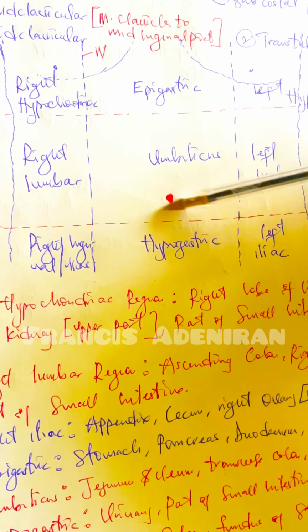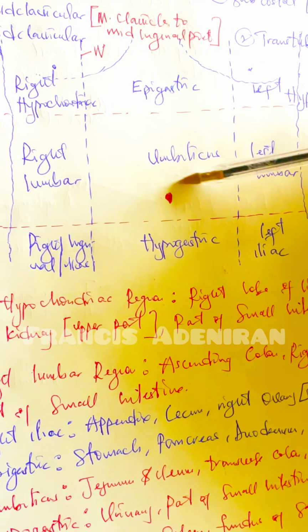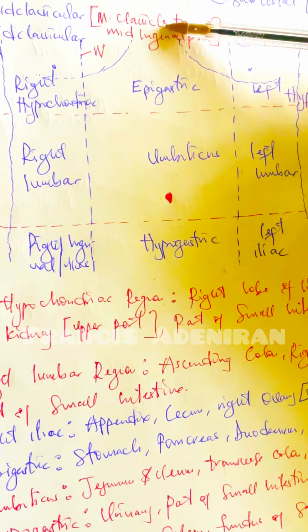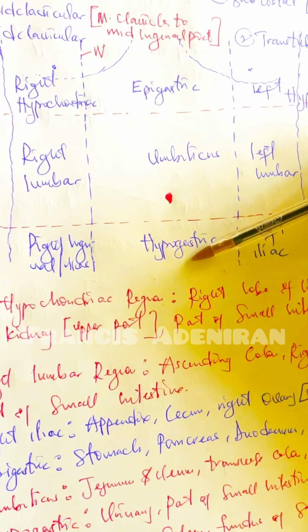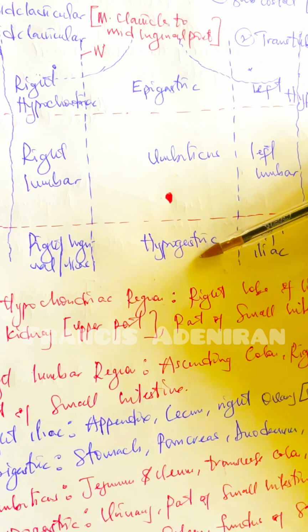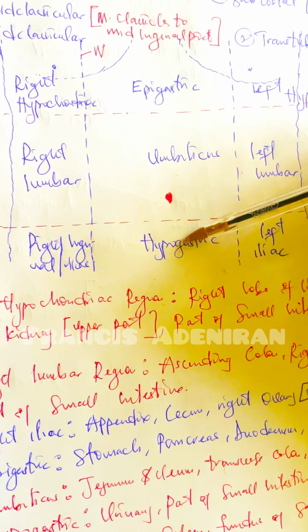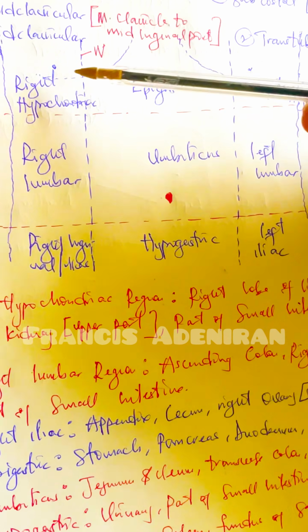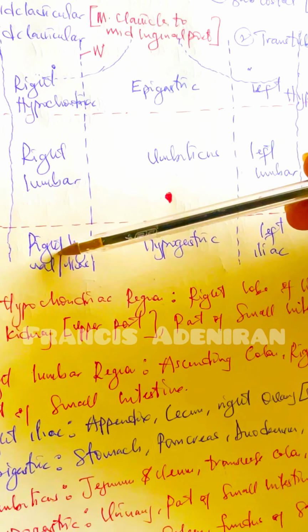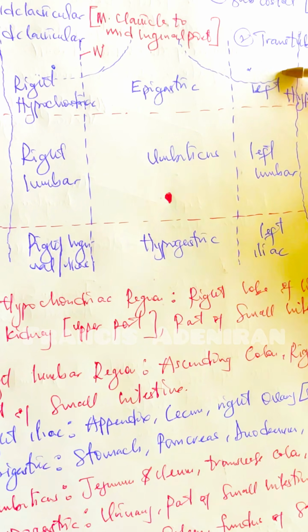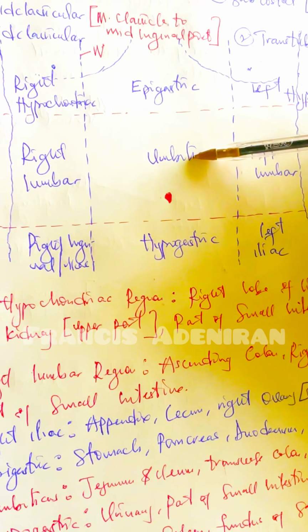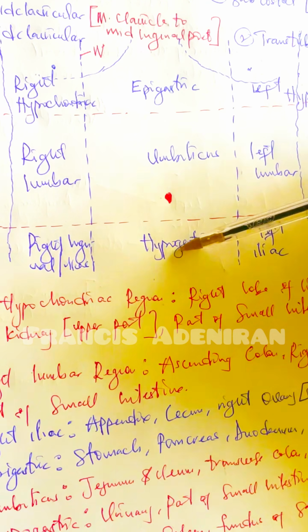Definitely this middle aspect should not be a problem for you, because this is the umbilicus. Superior to that, we have the epigastric. Inferior to it, we have the hypogastric. So this is epigastric, this is hypogastric, and this is the umbilicus. So right hypochondriac, right lumbar, right inguinal, left hypochondriac, left lumbar, left iliac. Then we have epigastric, umbilicus, and hypogastric.